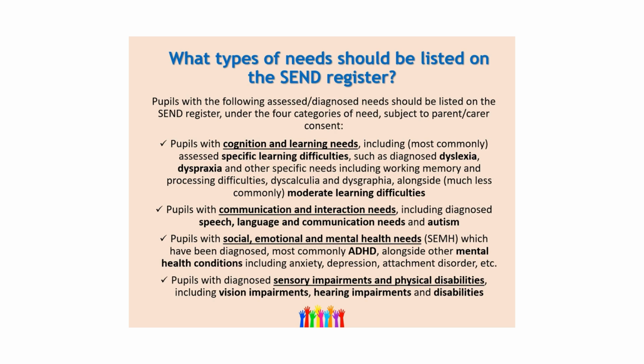What types of needs should be listed in the SEND register? Pupils with the following assessed and diagnosed needs should be listed on the SEND register under the 4 categories of need, subject to parent-carer consent. Pupils with cognition and learning needs, including most commonly assessed specific learning difficulties, such as diagnosed dyslexia, dyspraxia, and other specific needs including working memory and processing difficulties, dyscalculia and dysgraphia, alongside, much less commonly, moderate learning difficulties.